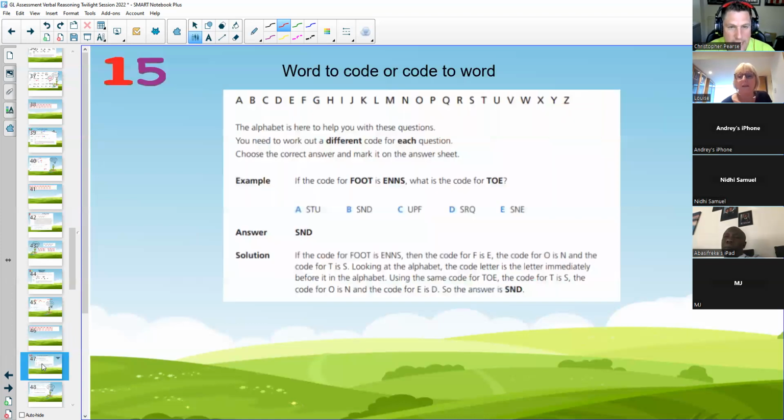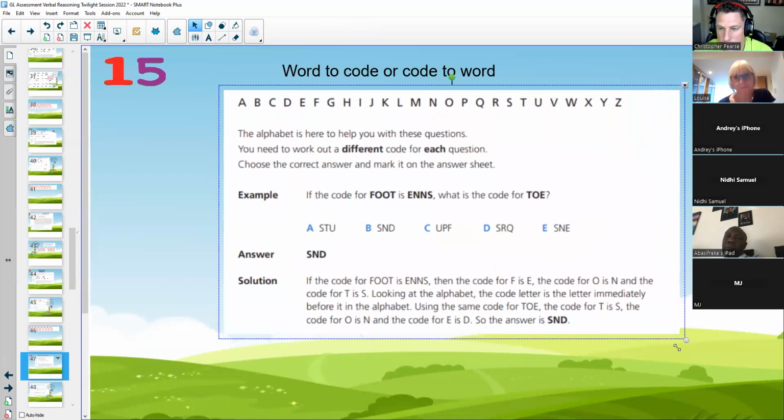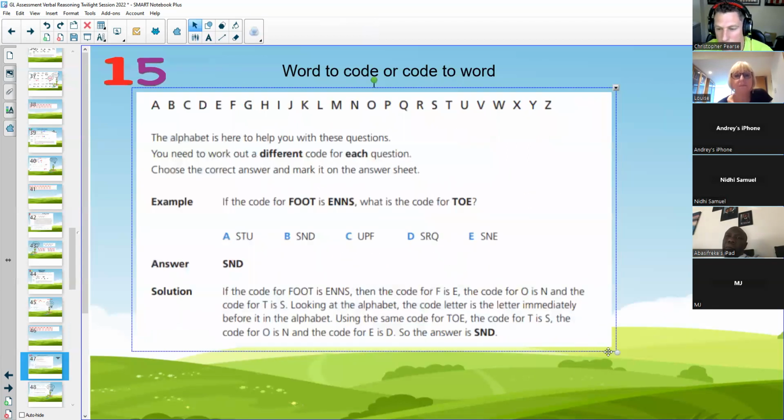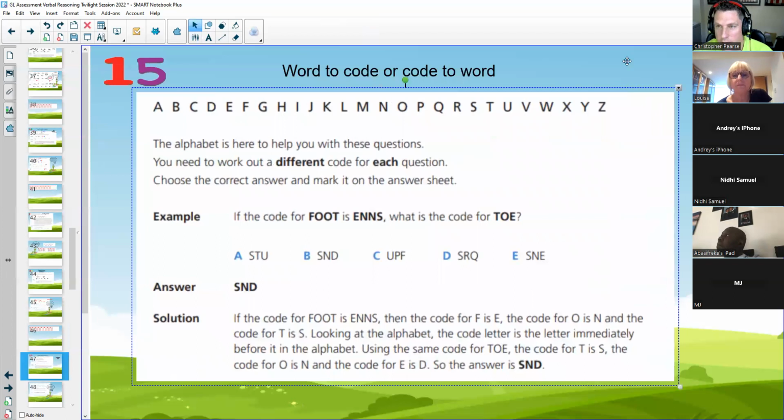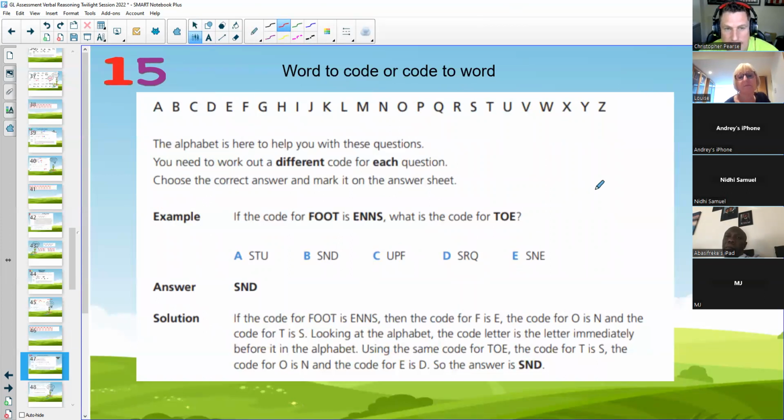Okay, I'm going to move on now to one of the most challenging, I believe, in terms of codes. I know we said that on matching codes, but these are another one that I think sometimes cause a bit of difficulty. So let's have a little confab about this one. The alphabet is here to help you with these questions. You need to work out a different code for each question. Choose the correct answer and mark it on your answer sheet.